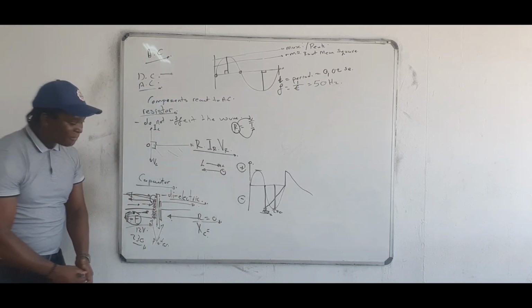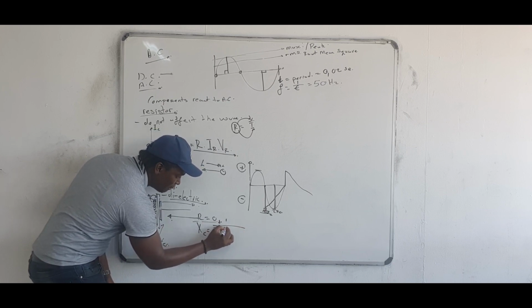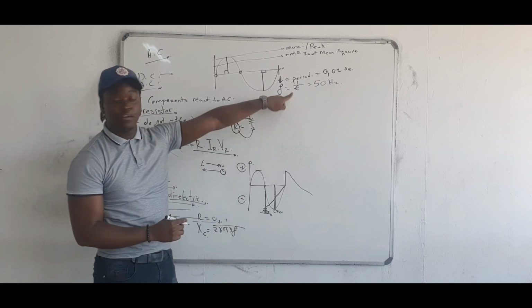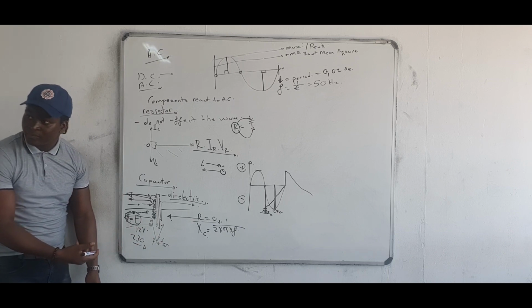Are we together? And it is calculated by the formula 1 over 2 multiplied by pi multiplied by f. Now, f represents frequency. Are we together? Because the faster you spin it, right?